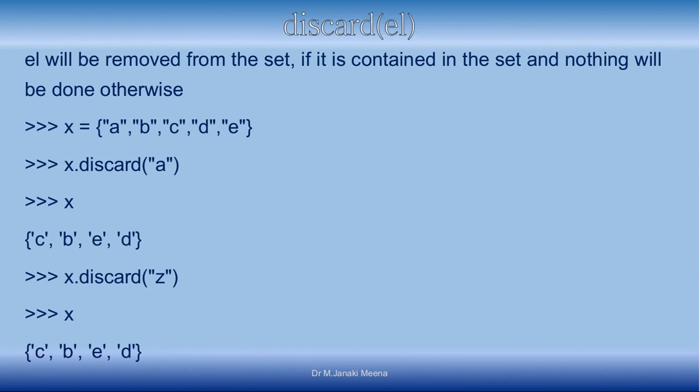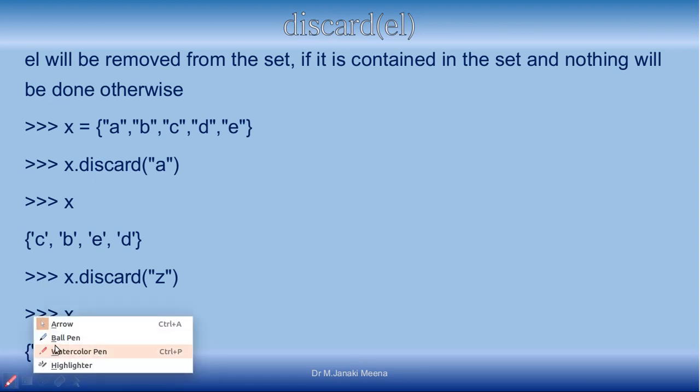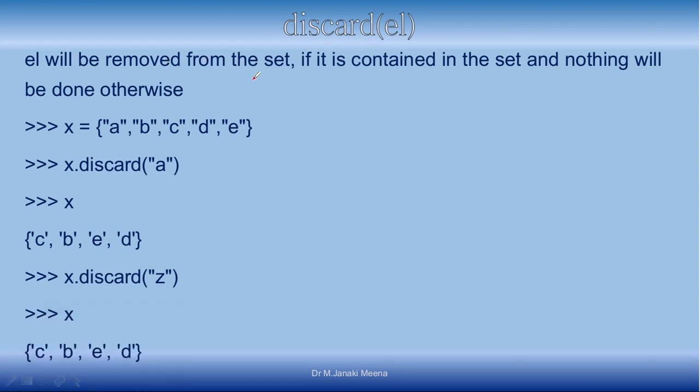Next, the discard function. The use of the discard function is that we can send an element. If I want to remove a particular element from the set, then it is possible using this discard function. So I will be passing an element that should be removed from the set. Consider the set from A to E, and when you call x dot discard of A, A will be removed from the set. You will be having only the rest of the 4 elements.